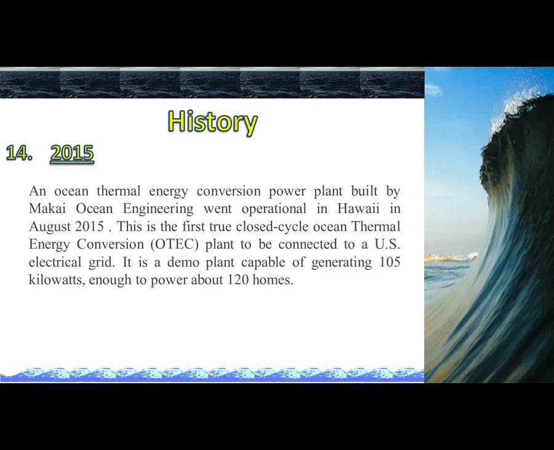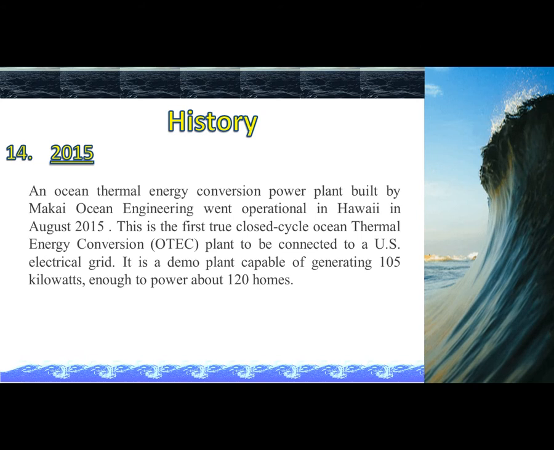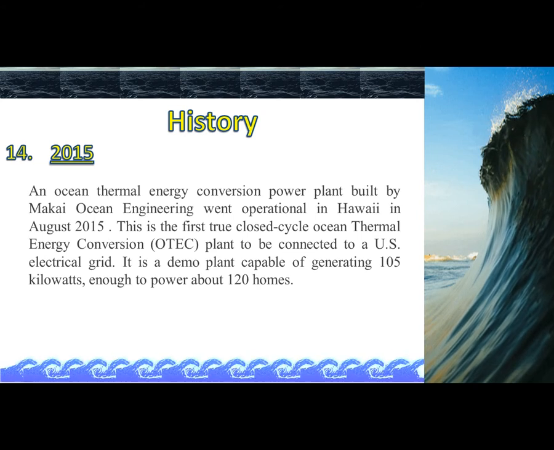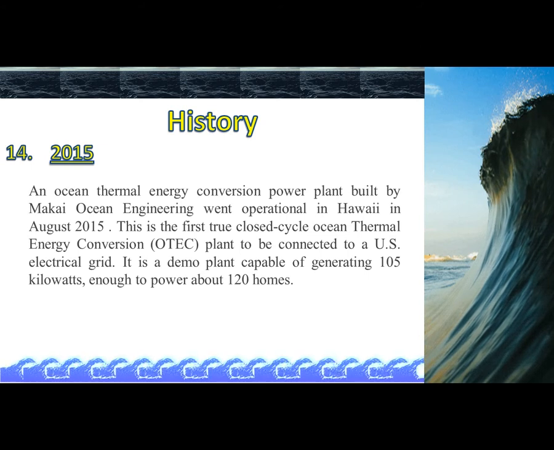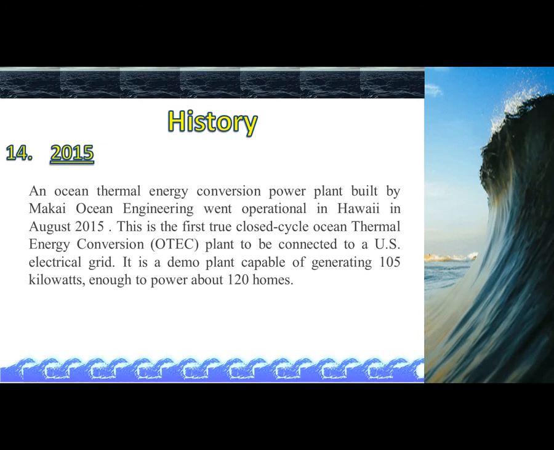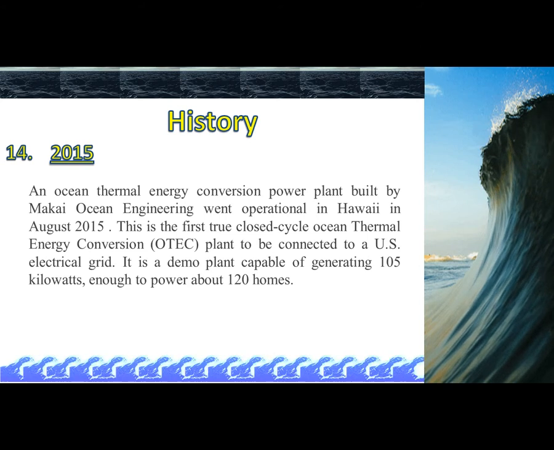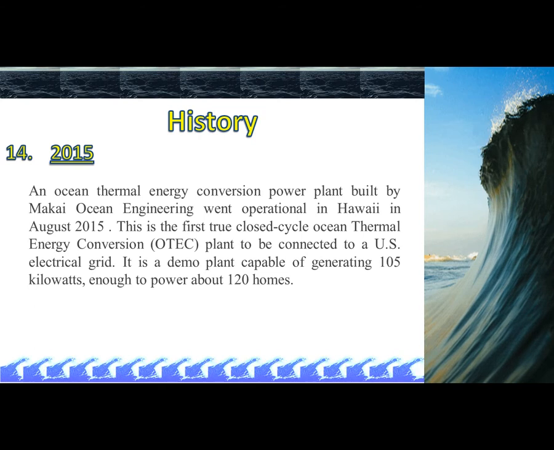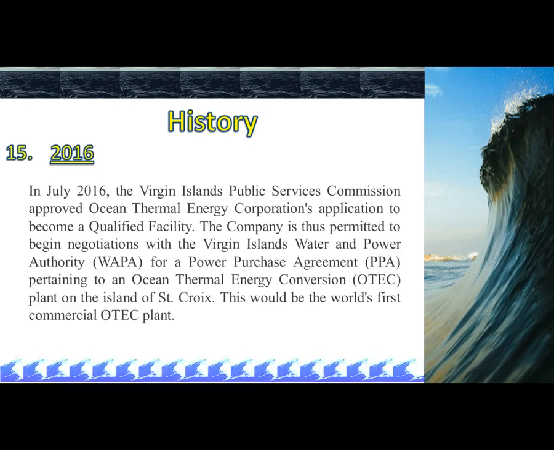In 2015, an ocean thermal energy conversion power plant built by Mackay Ocean Engineering went operational in Hawaii in August 2015. This is the first true closed-cycle ocean thermal energy conversion plant to be connected to a U.S. electrical grid. It is a demo plant capable of generating 105 kilowatts, enough to power about 120 homes.